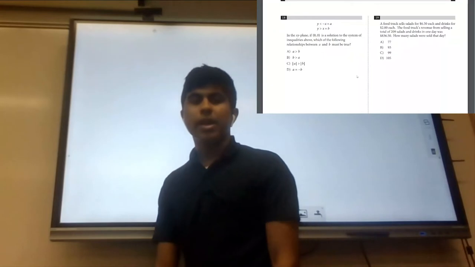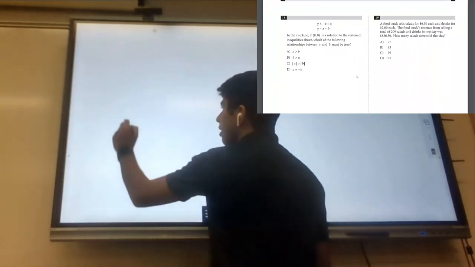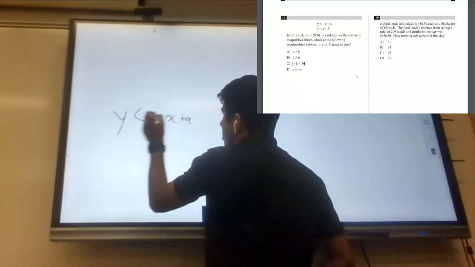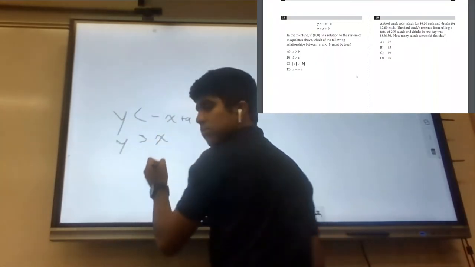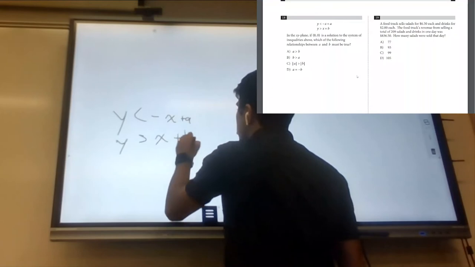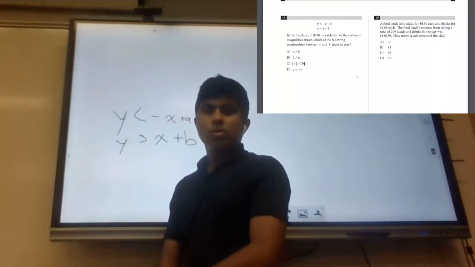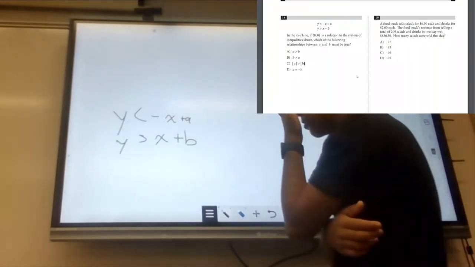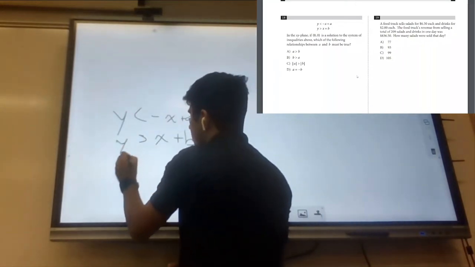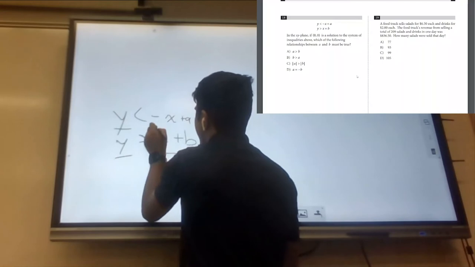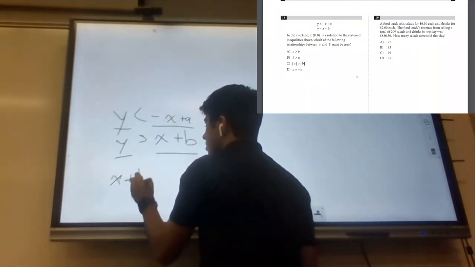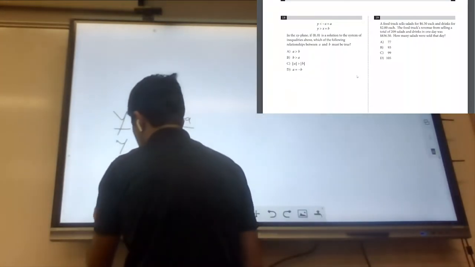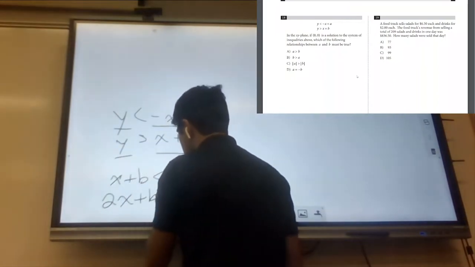Okay, so now we have a system of inequalities. So we have y less than negative x plus a, and y greater than x plus b. Okay, so which of the following relations between a and b must be true? We can see that if y has to be greater than x plus b, but it's less than negative x plus a, that means that x plus b is less than negative x plus a. Which means that 2x plus b is less than a.